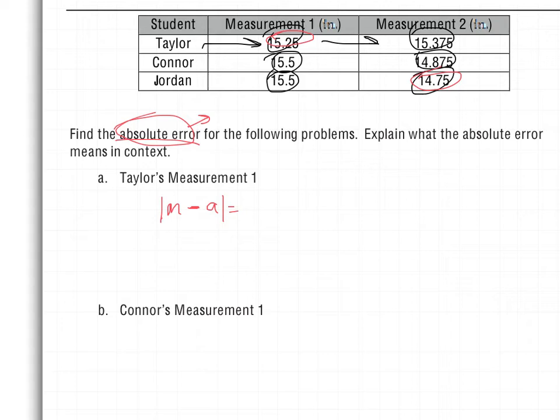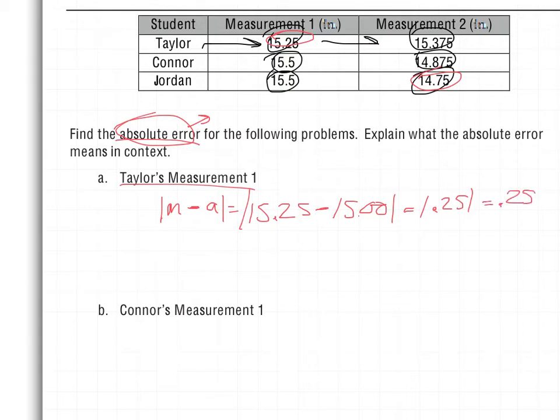So when I do M minus A, I'm going to look at Taylor's measurement 1 as an example. The measurement that Taylor had was 15.25 minus the actual, which is supposed to be 15.00. And that is going to be the absolute value of 0.25. So this is a positive 0.25. Absolute value says it doesn't really matter. I just wanted to be able to compare it. 0.25.